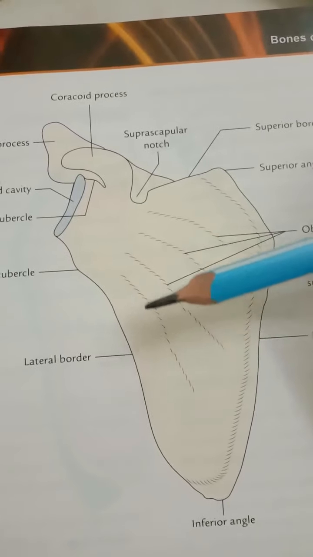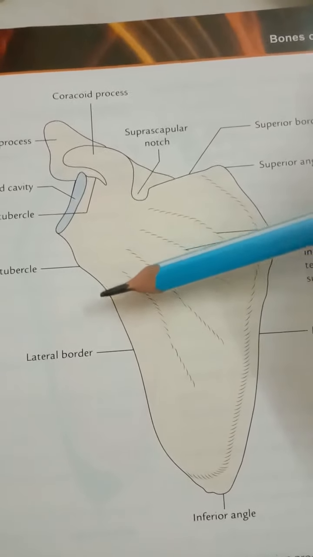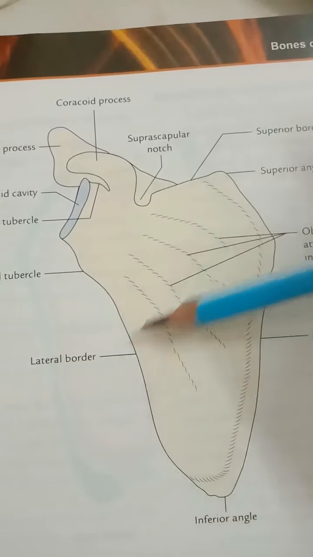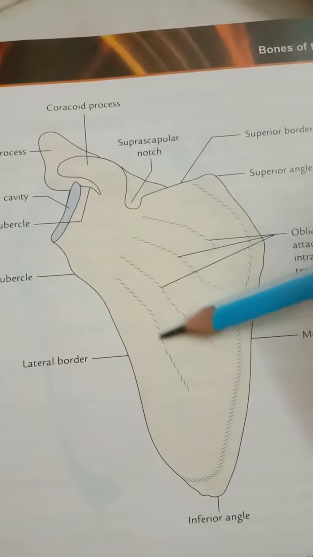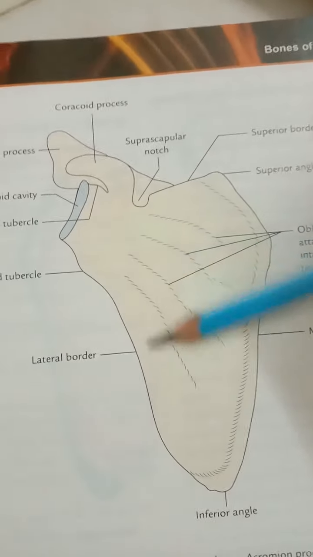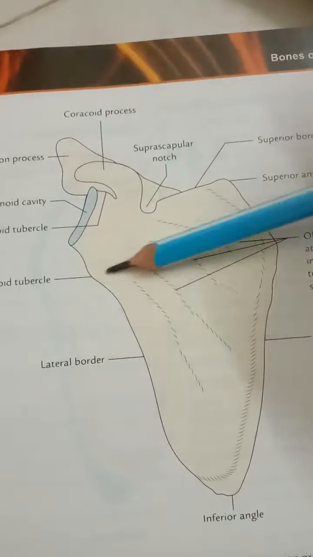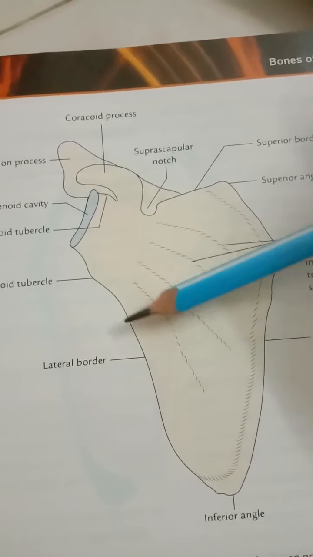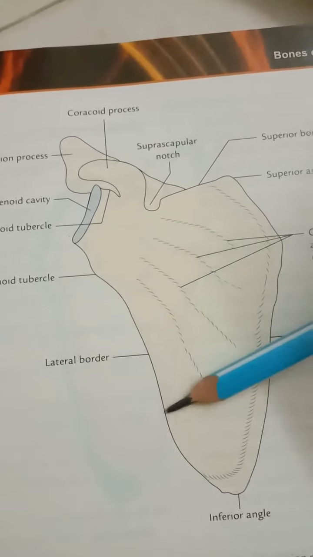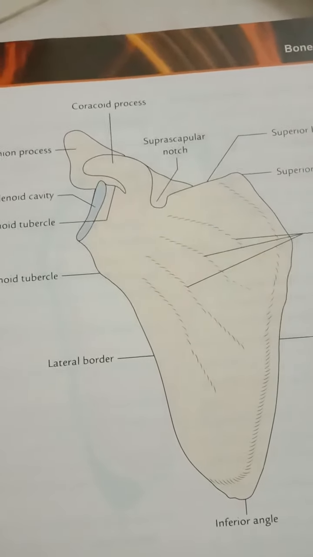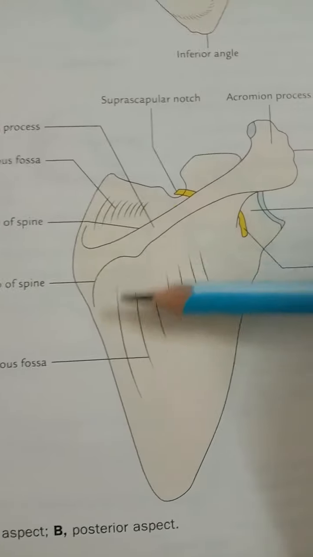Another thick ridge adjoins the lateral border. Here you can see the lateral border, and this is the ridge. This part of the bone is almost rod-like, and it acts as a lever for the action of the serratus anterior, which helps in the abduction of the arm. Then the dorsal surface, or the posterior surface.